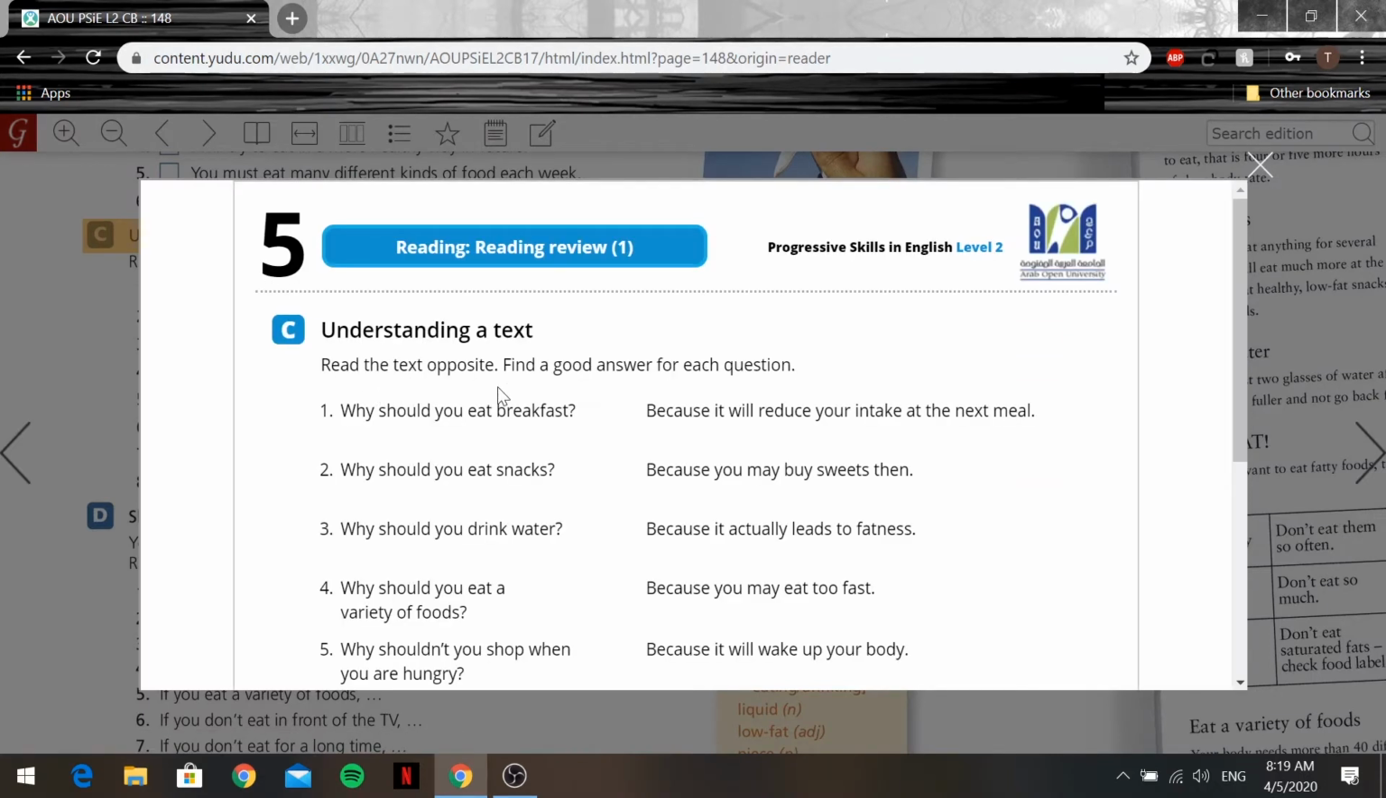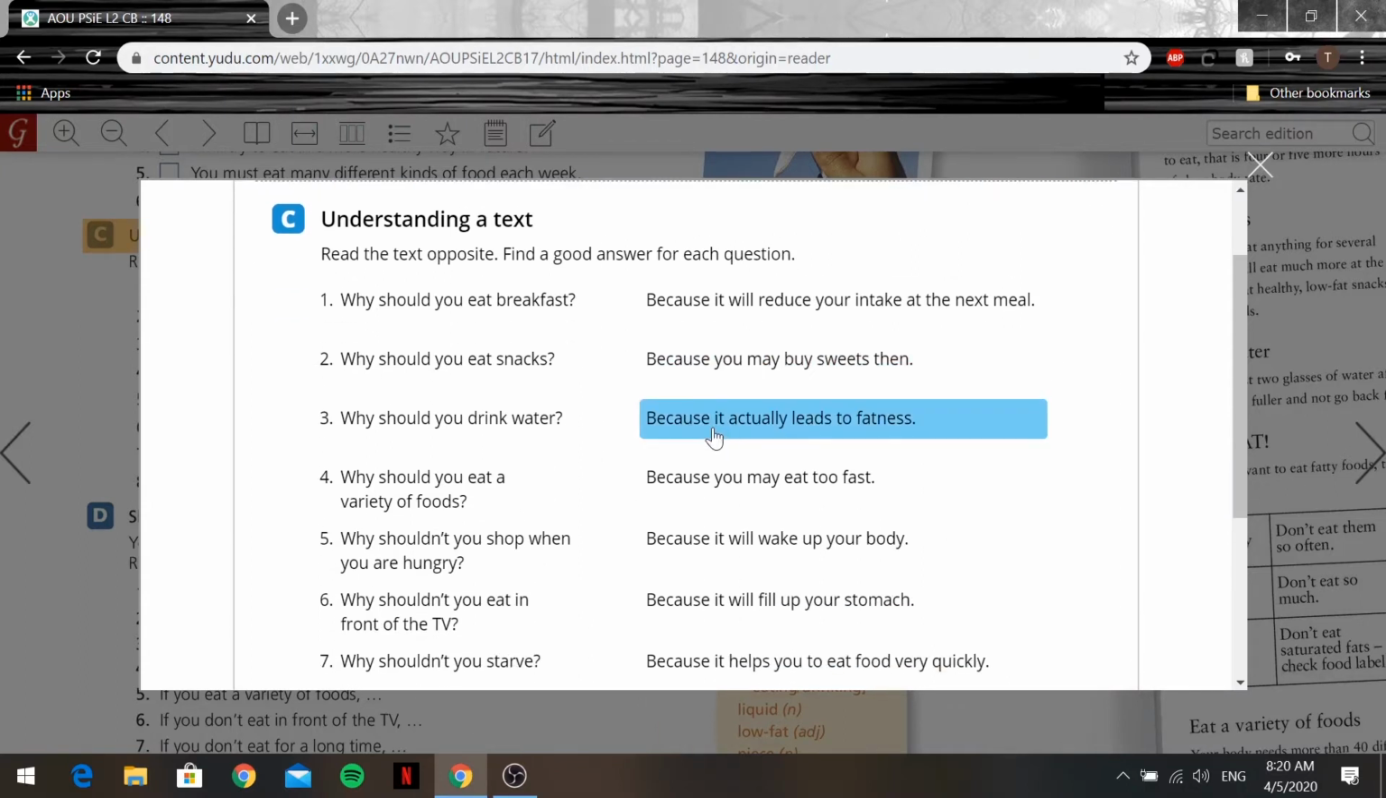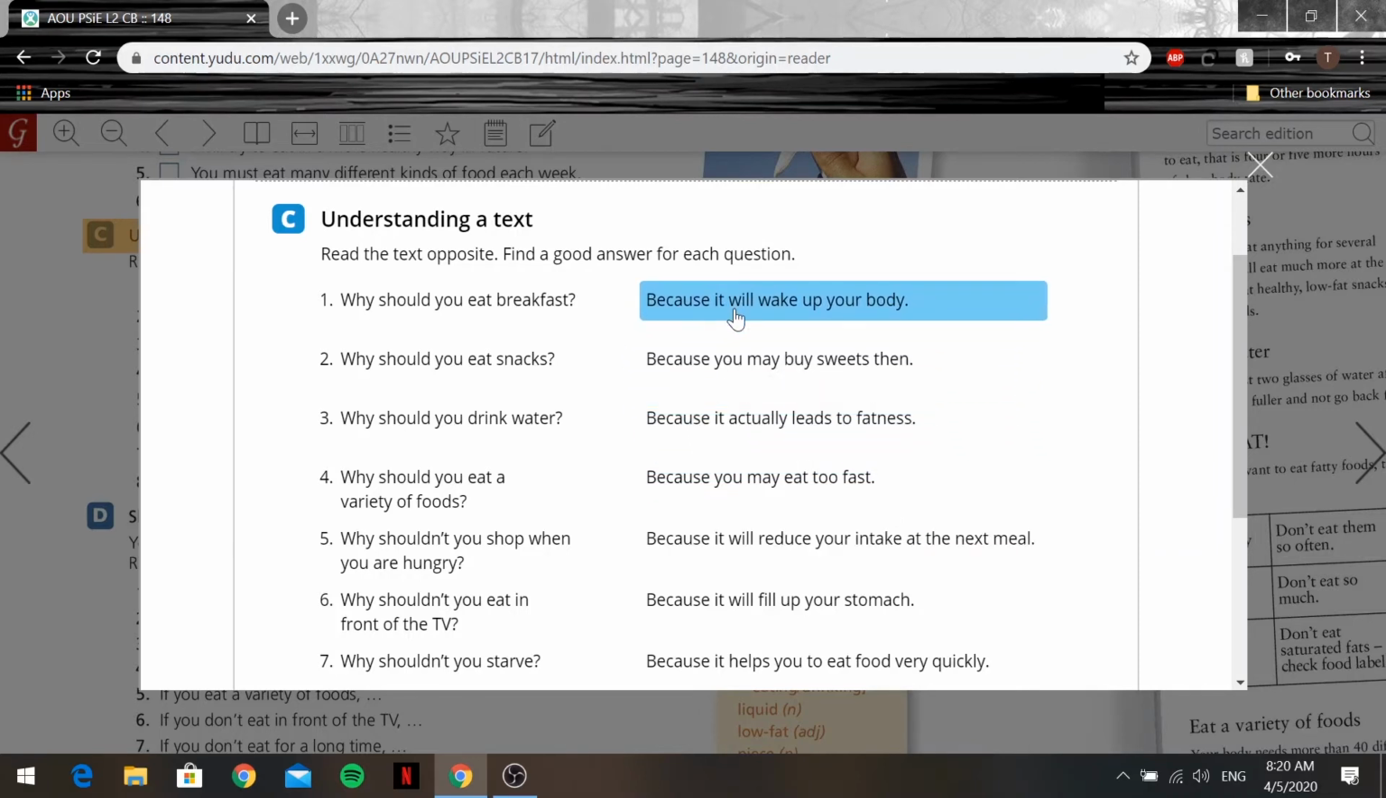We have C, understanding a text. Read the text opposite. Did that already. Find a good answer for each question. Okay, so here we have some questions, and we're going to try and find the best answer that fits each one. Why should you eat breakfast? We'll say because it will wake up your body. As the article said, your body slows down when you go to bed, so when you wake up, you want to change that slow functioning rate and eat something.